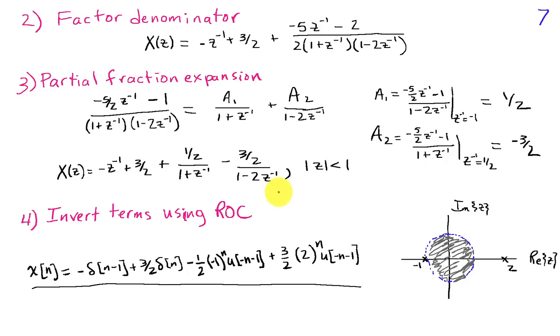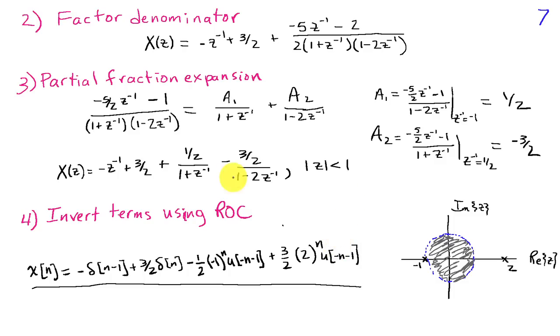So we have to decide with each of these terms whether to use the causal inverse Z transform or the non-causal one. That is, whether the signal is going to extend off to the right or it's going to go to the left. So first we're going to graph the poles and zeros and the region of convergence. In this case, you can see that the region of convergence is inside a circle of radius 1. So both poles have radius greater than the region of convergence. That tells us we're going to use the non-causal, or left-sided, inverse Z transforms.